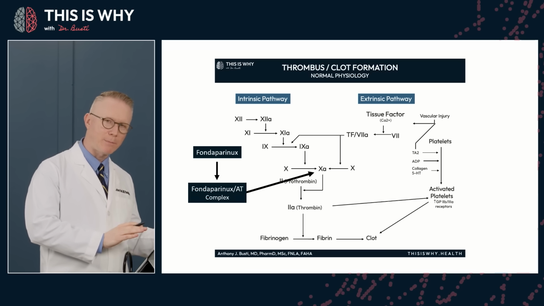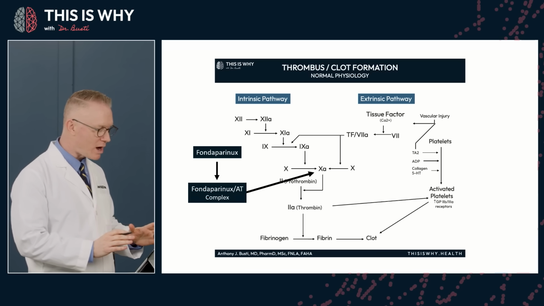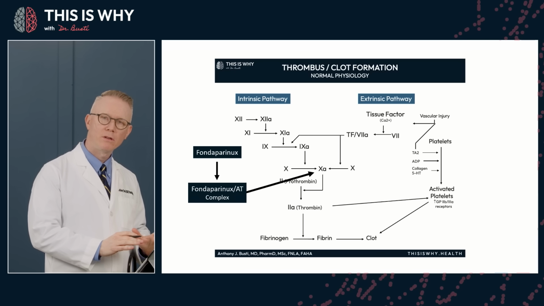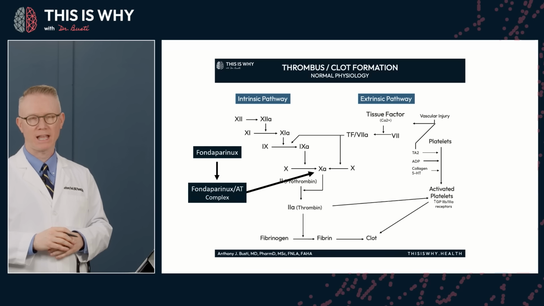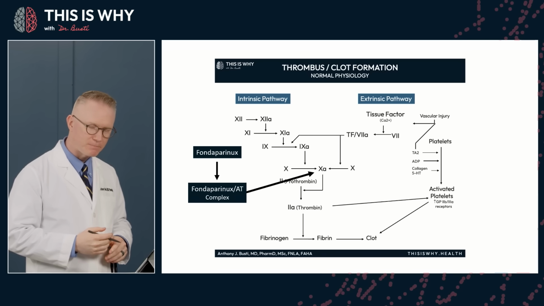But looking at Fondaparinux in the context of the coagulation cascade, that's why there's only one arrow going to factor 10 in its inhibition and interruption of the coagulation cascade.